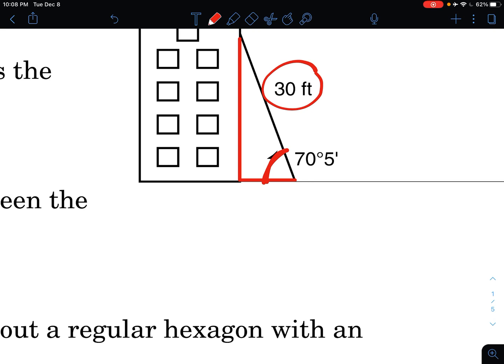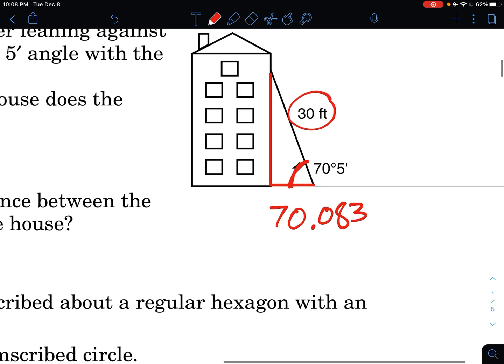First thing we gotta do is change the minutes into degrees. We divide 5 by 60 to get 0.083 repeated. So we're just going to add that on to 70. So we'll have 70.083 repeated. We're just going to round that right there.